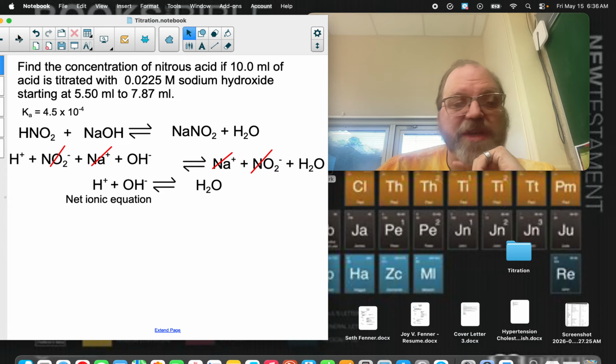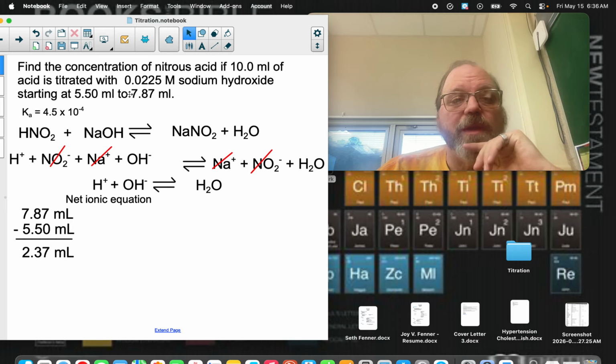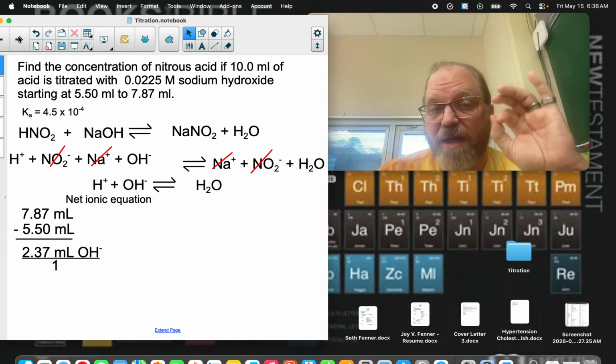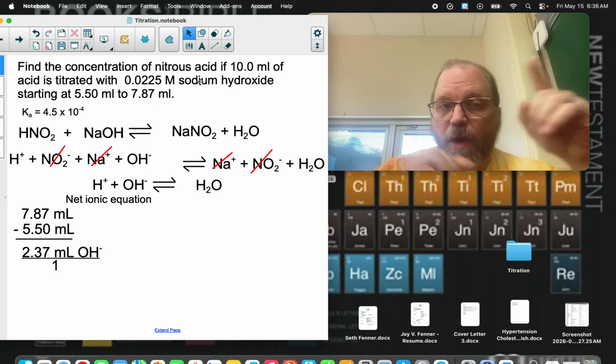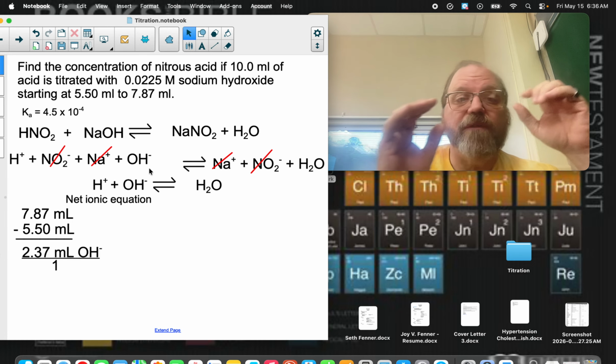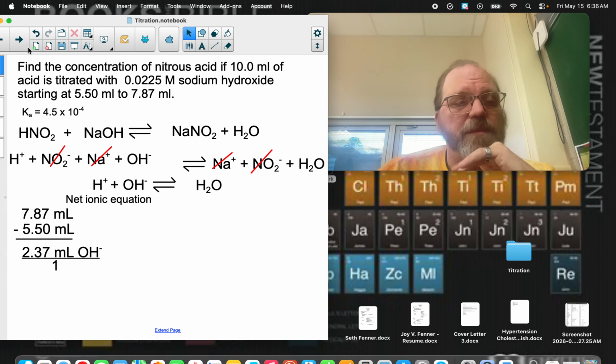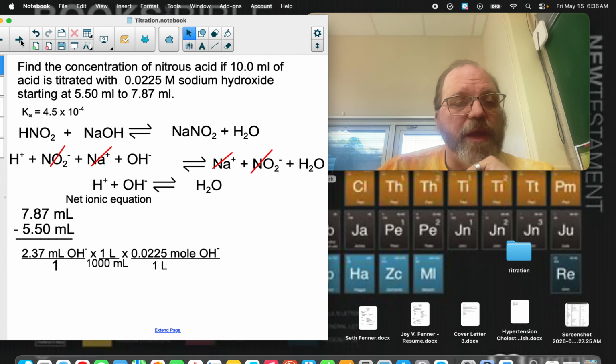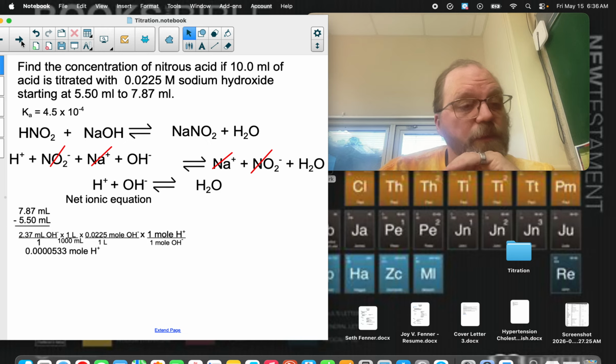All right, so let's do the same process again. We're going to start with a volume we know the concentration of. We know sodium hydroxide from 5.50 milliliters to 7.87 milliliters. We have 2.37 milliliters over 1, and that's hydroxide, not sodium hydroxide. The reason we can do that is because it's a 1-to-1 relationship. Sodium hydroxide dissociates 100%, so whatever the base is, the hydroxide is the same. Convert to liters, convert to moles using the concentration, and then the molar relationship is 1-to-1. So we have 0.0000533 moles of hydrogen ion.